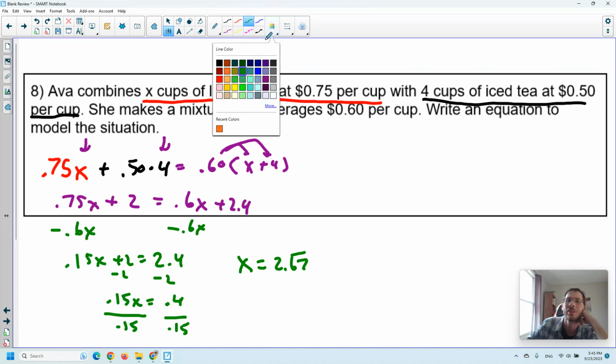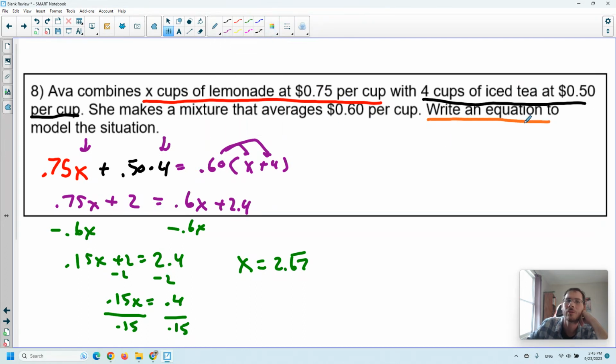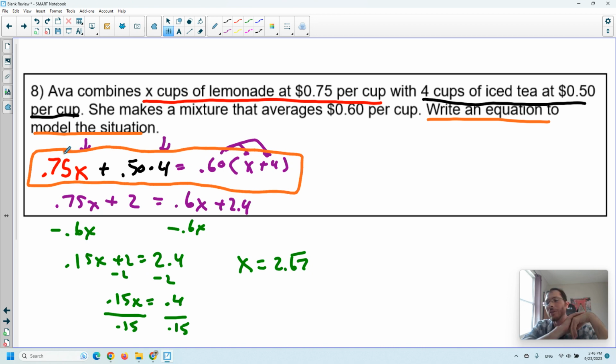The question just says, write an equation to model the situation. I didn't need to do all this. So the real answer is just this. But I wanted to solve it out. It just looked like it was too much fun. But yeah, all we have to do is just write the equation.